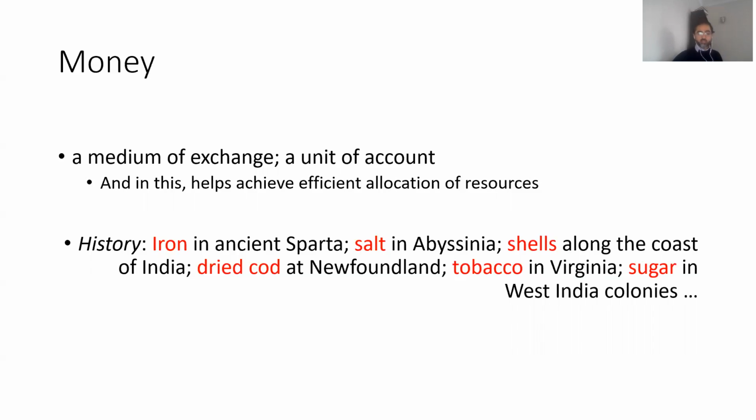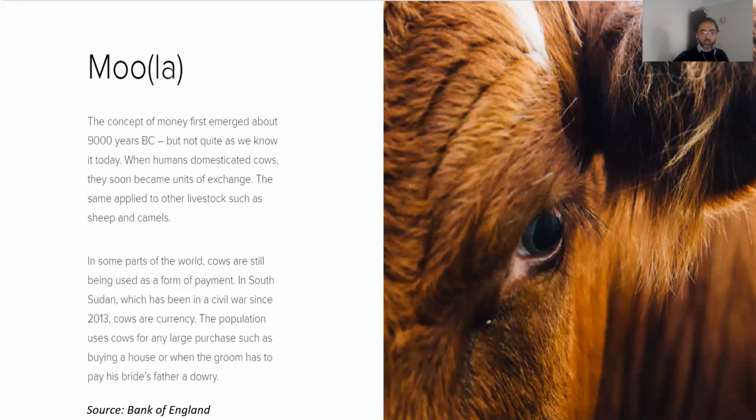So historically, different commodities have been used as money. It has not always been gold and silver, as some might think. In Sparta, iron was easily available, and therefore they used iron for that purpose. In Abyssinia, salt. In Venice, they also used salt. Shells along the coast of India, dried cod, tobacco, sugar, and so on. And these are just some of the few examples. There are many examples of societies or communities using different commodities for the purpose of exchange, for the purpose of unit of account as money.